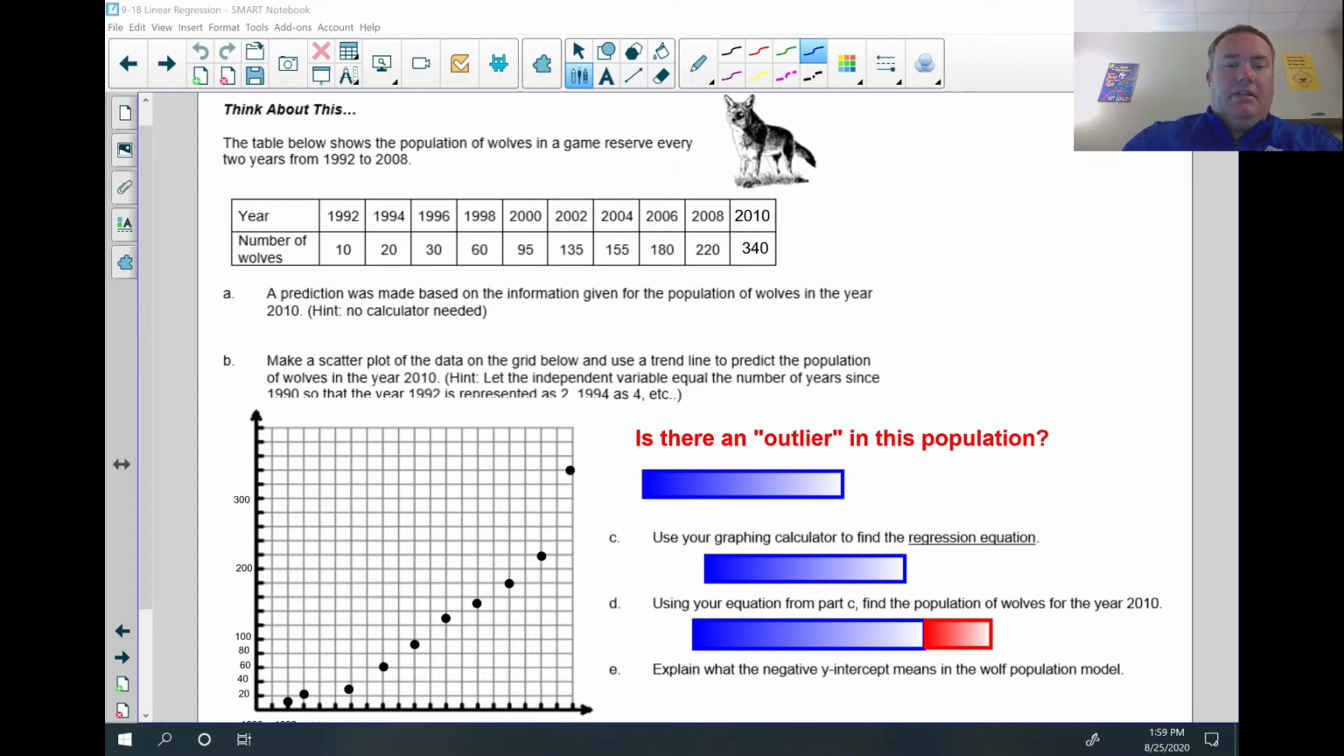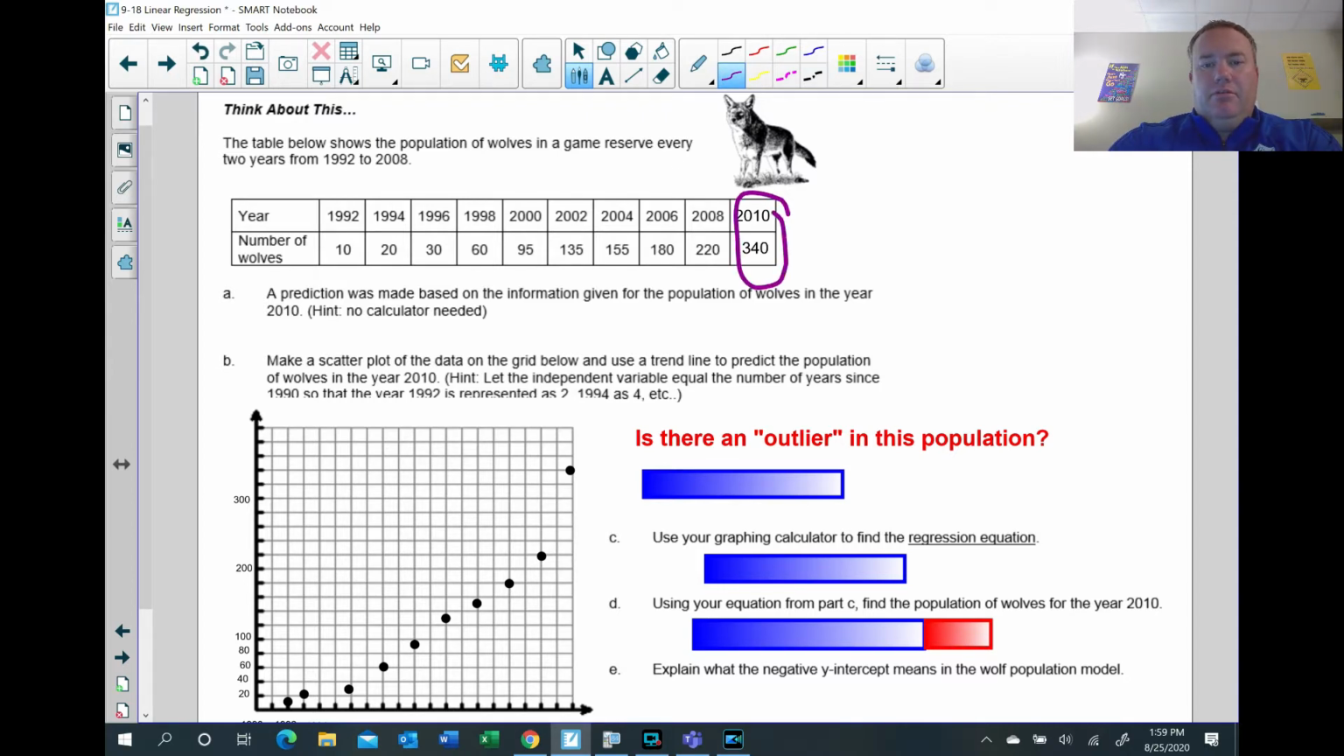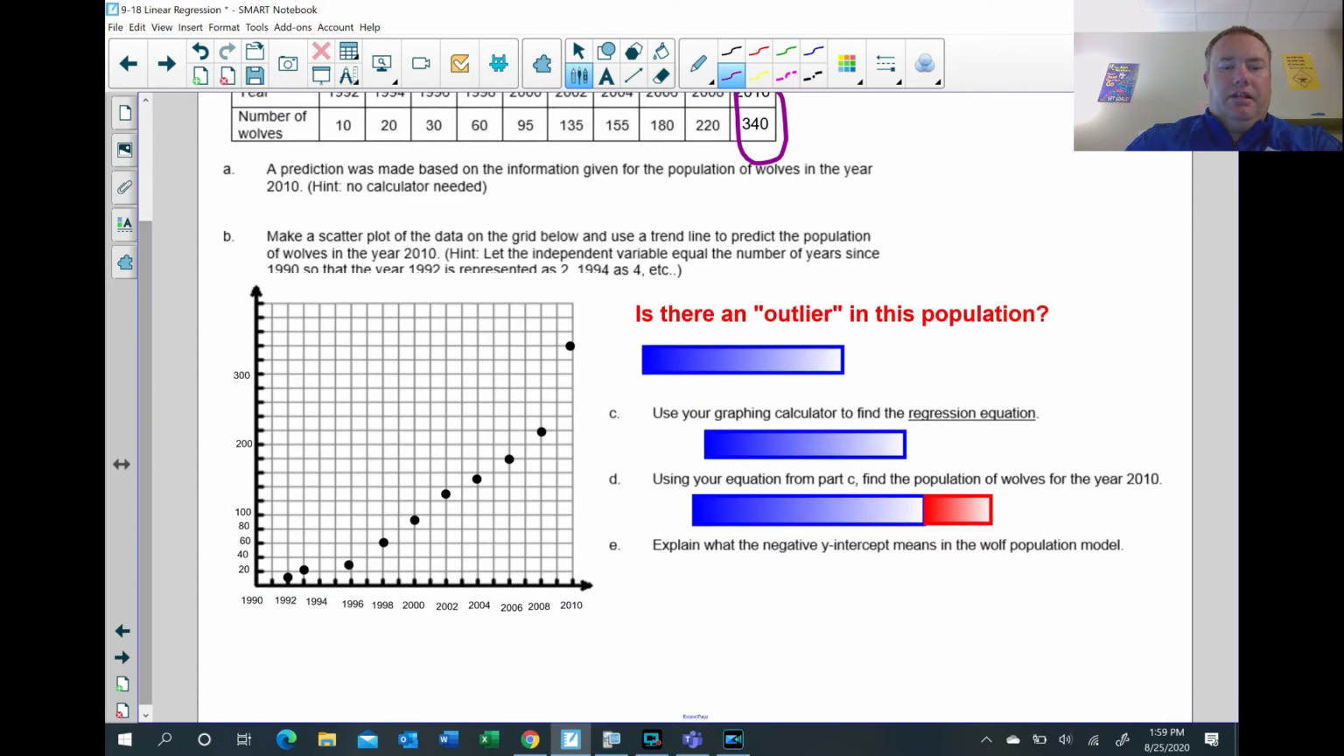Okay. Now, it says here, prediction has been made and the information given for the population of wolves in year 2010. There you go. So this one right here, this is not on there, but this is going to be your prediction. Okay. So after that, it says make a scatter plot. So what you're going to do is basically take this data and plot it on here. If you need to pause right now to get it done, pause, get that written on there.